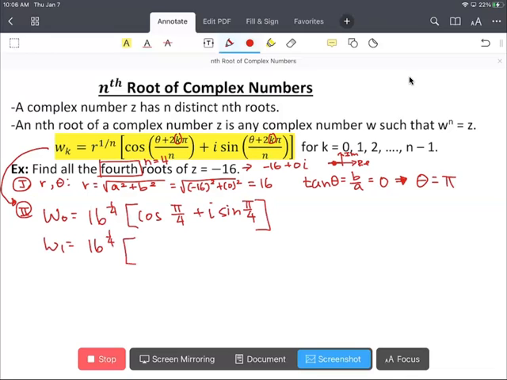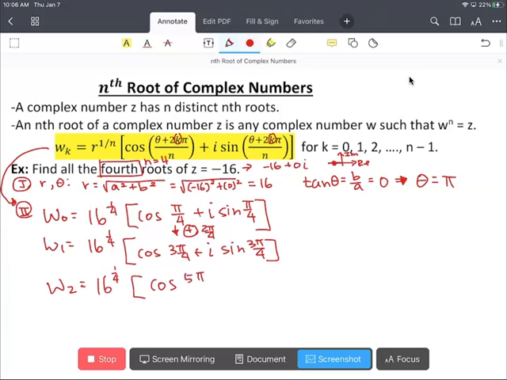As I mentioned, I'm going to add 2 pi over n, which is 2 pi over 4, to pi over 4 for our w1 argument. We're going to do the same thing for w2. Add 2 pi over 4 to 3 pi over 4. And another 2 pi over 4 to 5 pi over 4.